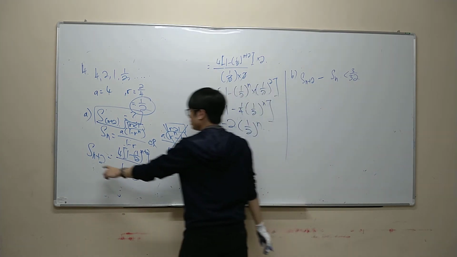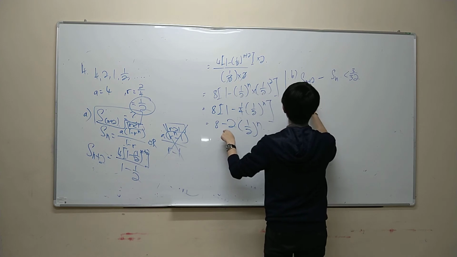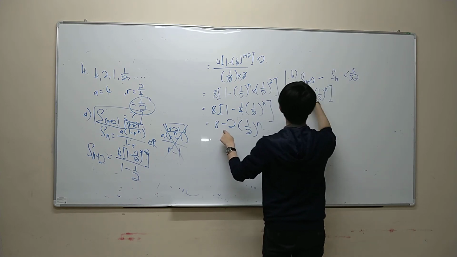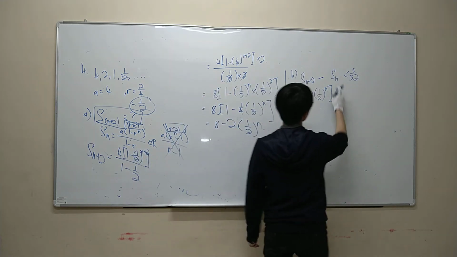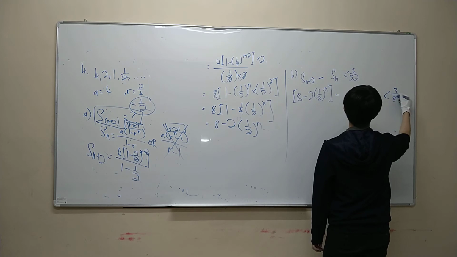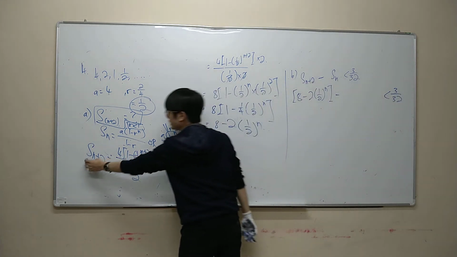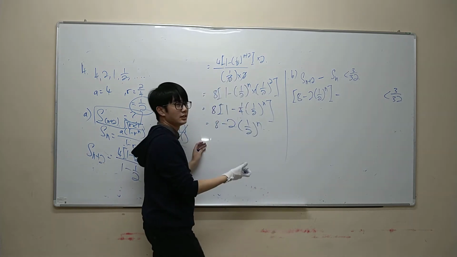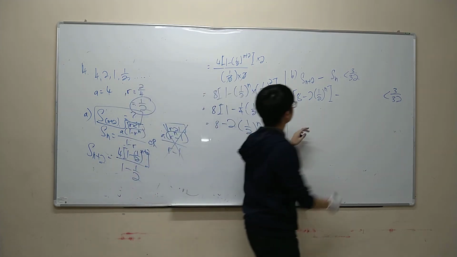And what is Sn plus 2? Sn plus 2 here is 8 minus 2, 1 over 2 power n. Because Sn plus 2 is this, and then minus Sn, smaller than 3 over 32. And what is Sn? Remember just now I made a mistake: I found Sn first and got a different answer. That one is the Sn. But I already erased it, so you have to do it again.